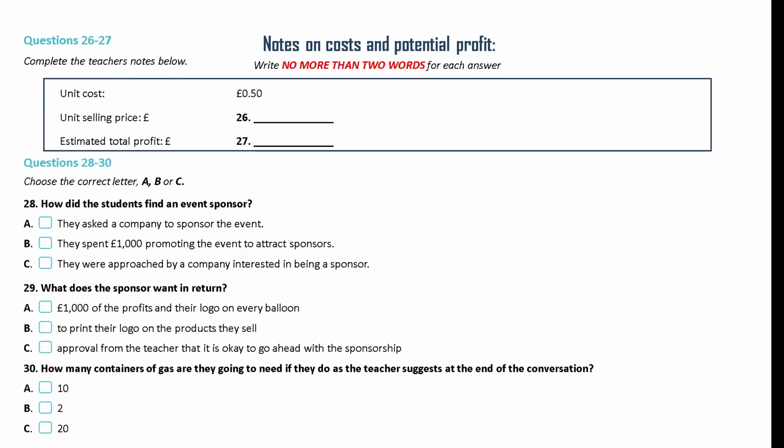Thank you, sir. So, do we have your approval to confirm our order? Absolutely. But you know, I think we can sell more balloons if we set our minds to it. So why not order double the amount? 1,000 instead of 500. We're going to need more than 10 canisters of gas then. Double the amount, presumably. Correct. OK, let's go for it. Let's make this year's charity event our most successful ever.